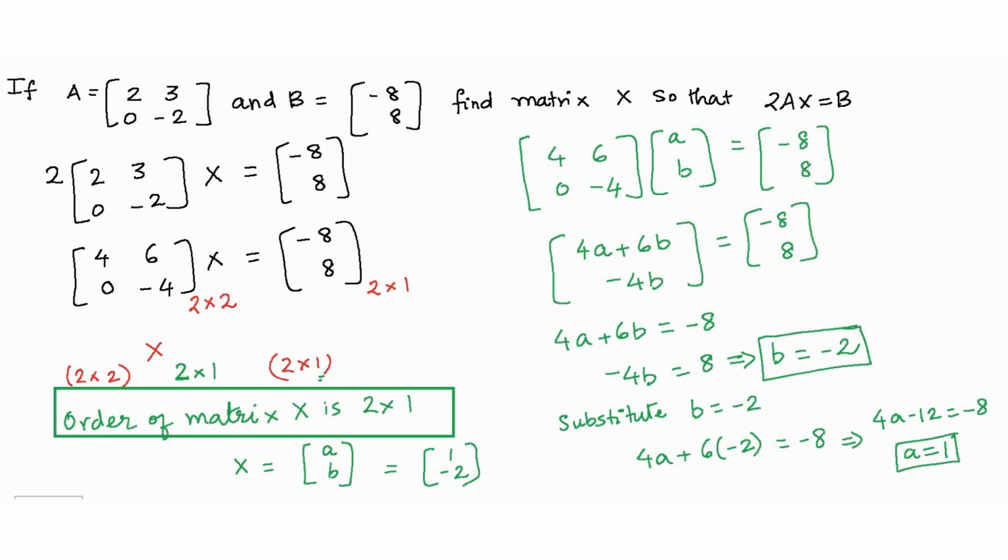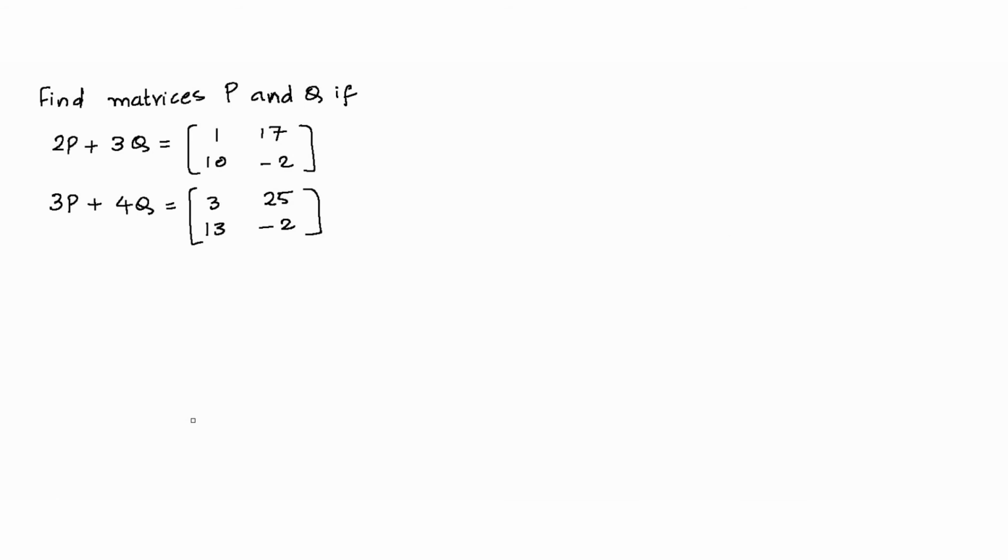Moving on to the next question. We have to find the matrices P and Q if the following equations hold true. So this is a simultaneous equation. Instead of the variables, we just have matrices. So our treatment is going to be exactly similar to solving simultaneous equations.